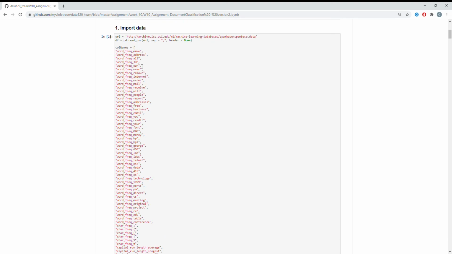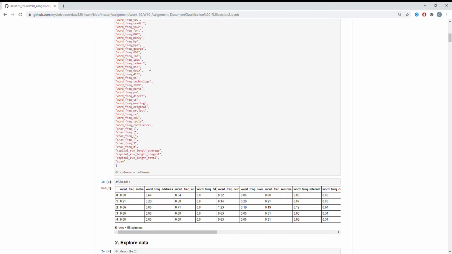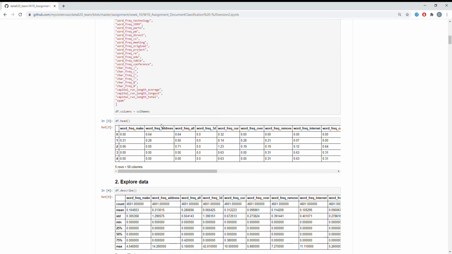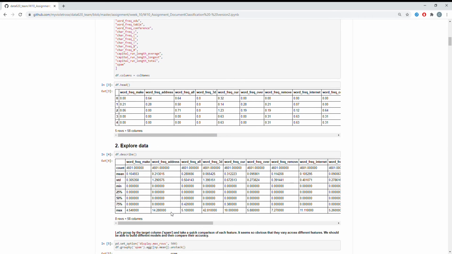First, we upload all the different libraries and packages. Second, we import the data. This is the spam data set that we're all working on. Load in the CSV, name all the columns appropriately, look at the first few rows of the data set here. Next, we explore the data, so some of the distribution attributes of the different columns.